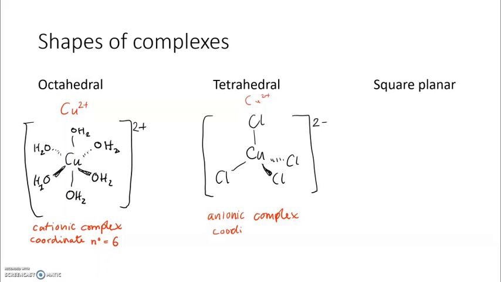The coordinate number of any tetrahedral complex is 4. You have 4 dative covalent bonds. Okay. The last shape that you need to know about for your A level is a square planar complex.